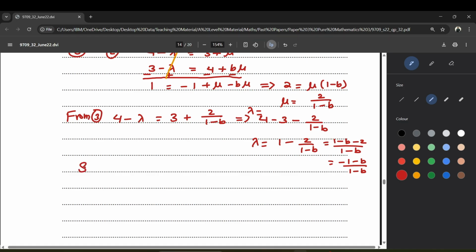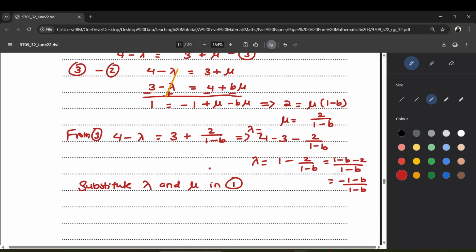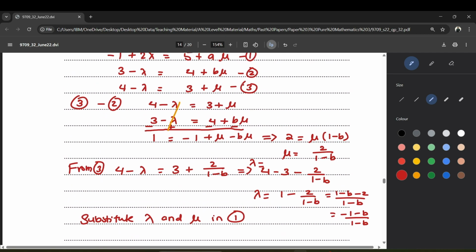So now we can substitute lambda and mu in equation number 1. Okay, why in 1? Because we have already used equation 3 and 2, so we cannot put them back into this. Because we generated these two expressions using these equations, so now we have to use a new equation, something that had nothing to do with these expressions.